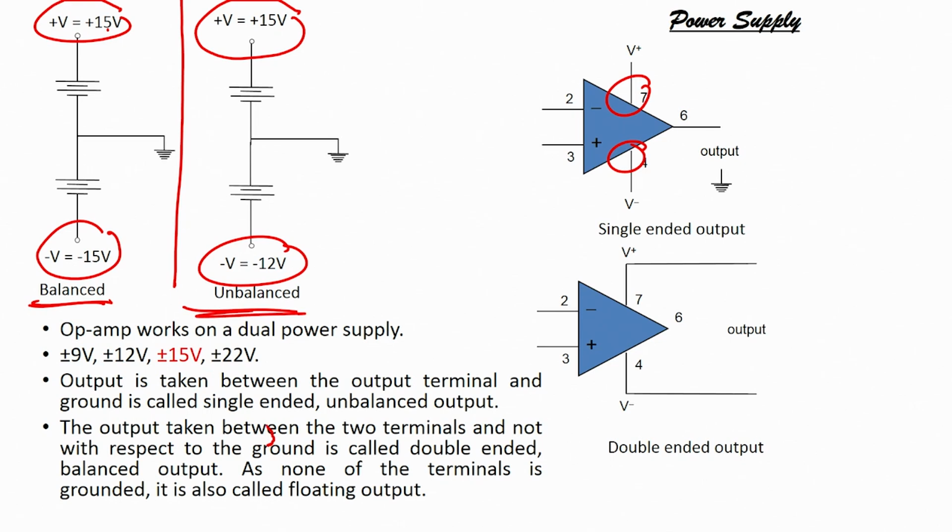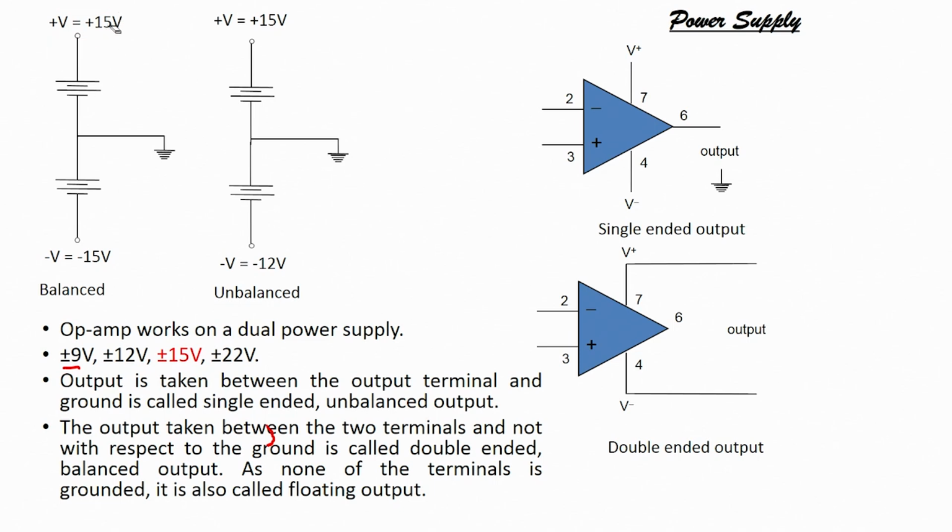Okay. So, op amp works on a dual power supply, but sometimes we will also see that one terminal can be grounded like this and only one terminal we are applying some voltage. But anyway, the point is, in general op amp works on dual power supply. The dual power supply is plus minus 9, plus minus 12, plus minus 15, plus minus 22. Okay. I have kept it red deliberately, so that you can understand that most of the time you will see that we are applying plus minus 15 volts.